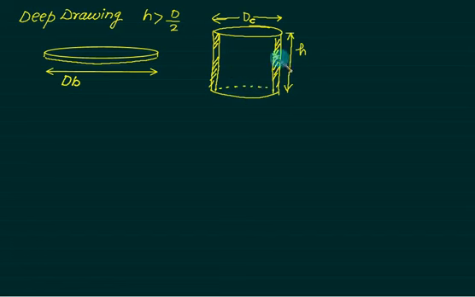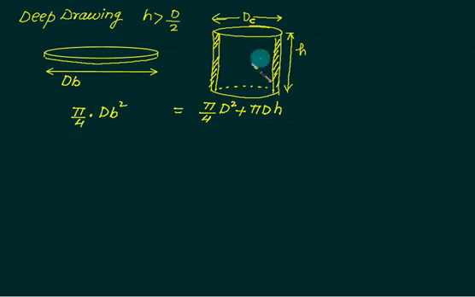What is the total material required? Total material required at the bottom is what? Pi by 4 into d square. How much material is required on the circumference? Is it pi multiplied by d multiplied by height? Metal forming is also a metal forming process, so the material volume is conserved. Whatever you require, this material must be equal to the material available with us, that is pi by 4 multiplied by dB square.